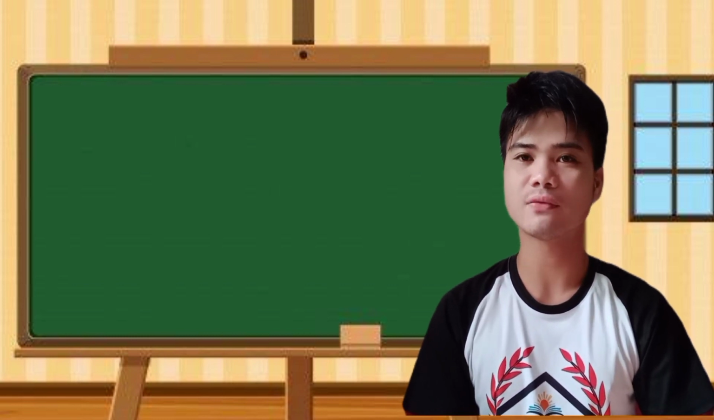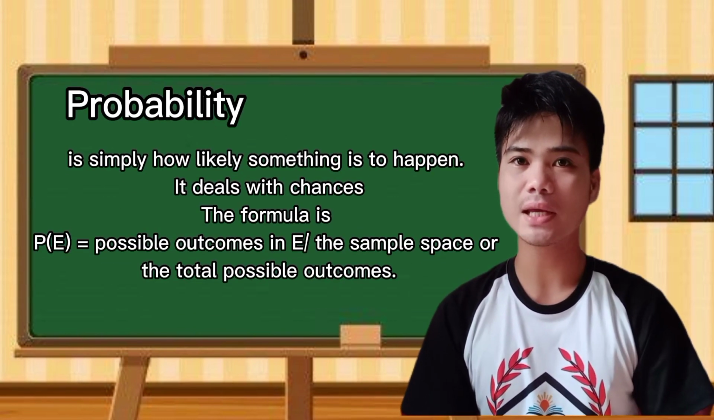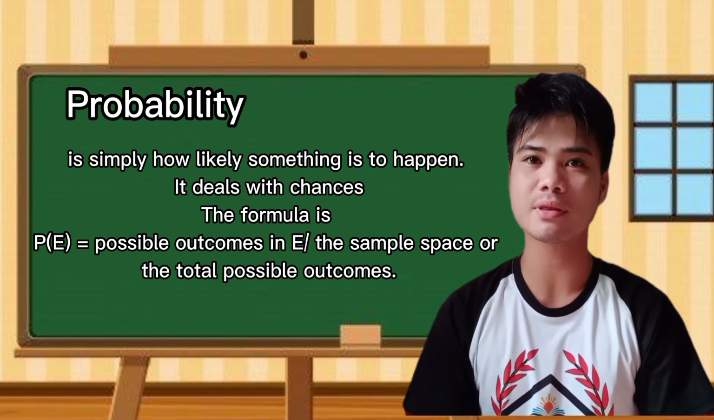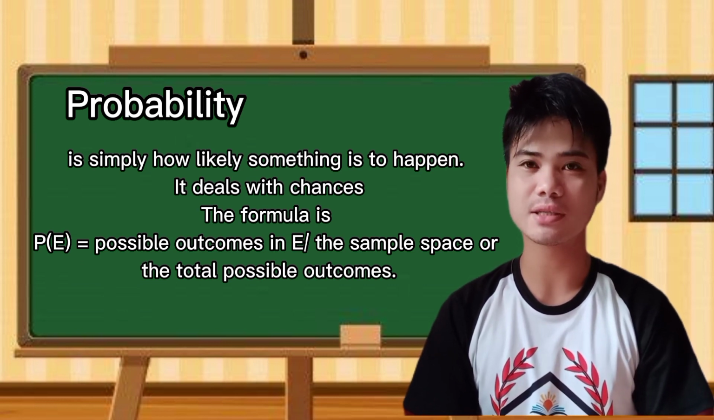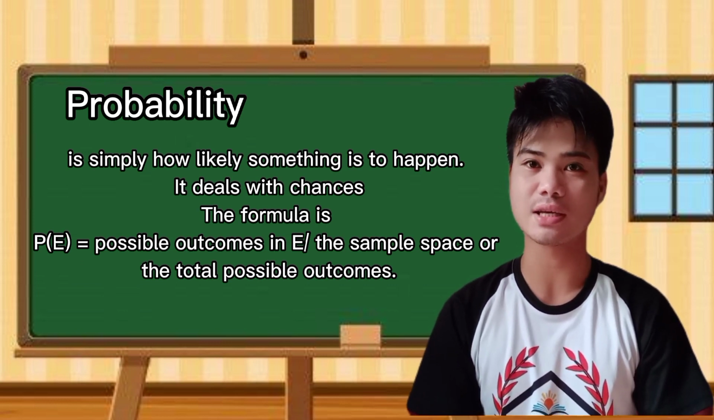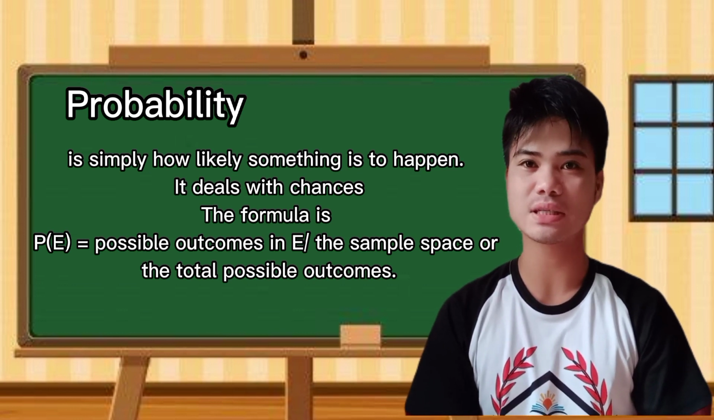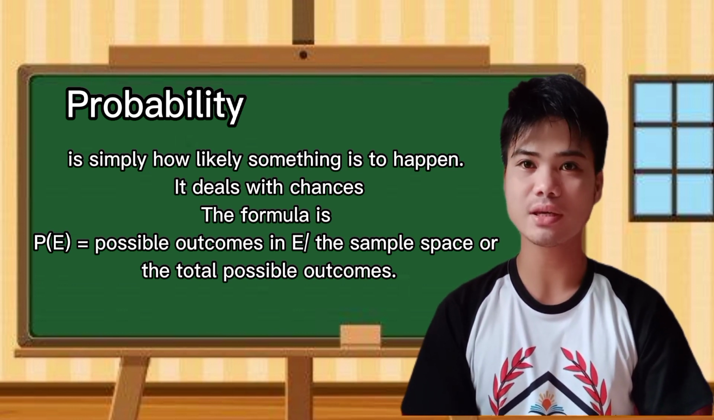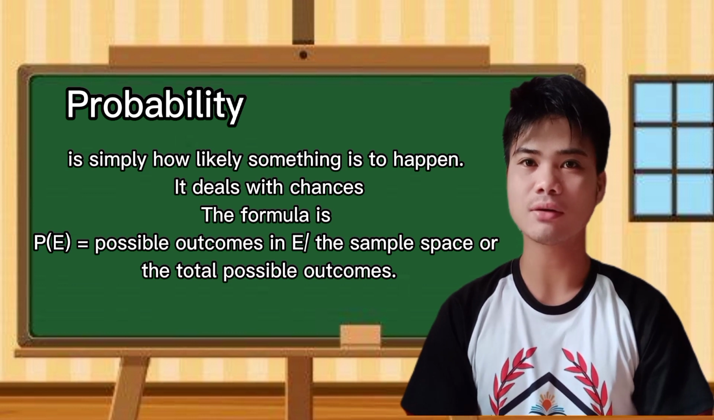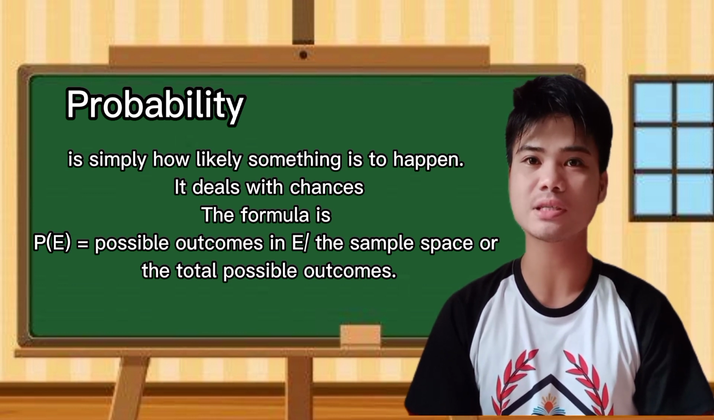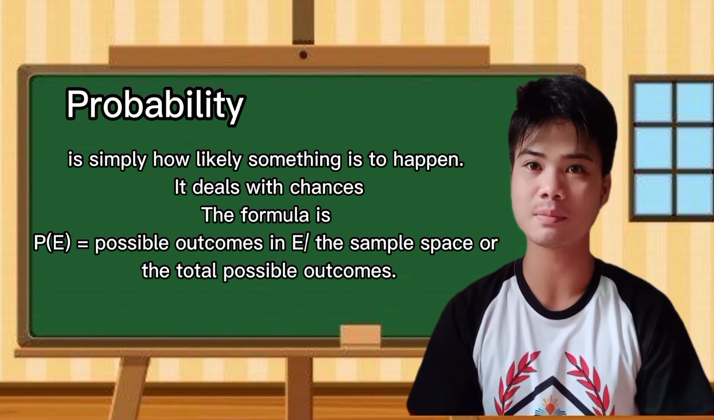So first, we have probability. Probability is simply how likely something is to happen. This means that this deals with chances. So the formula to be used is probability of E equals the possible outcomes in E divided by the sample space or the total possible outcomes.